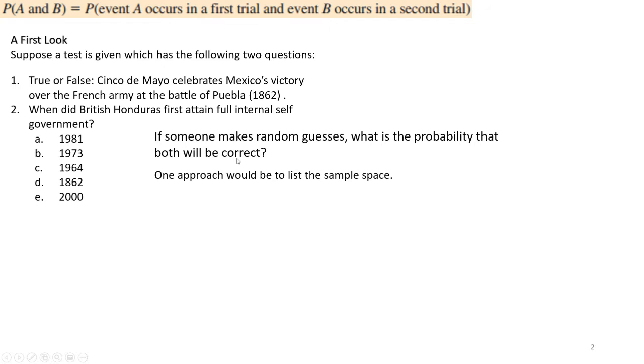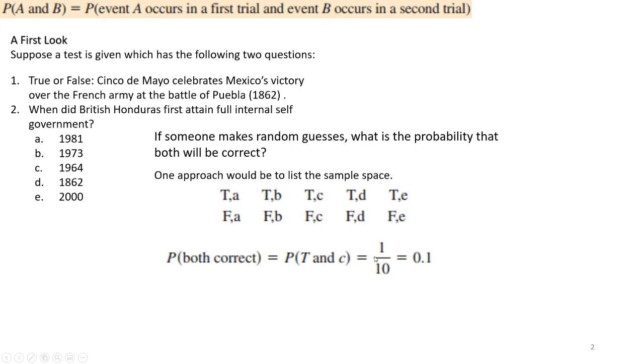Well, one approach would be to list out the sample space. In this case, the sample space is fairly small. And so we can determine the cardinality. We can count the number of elements in this set easily enough. As you can see, we have 10 elements in this set. There is only one of them that corresponds to both being correct. And so the probability is 1 out of 10.